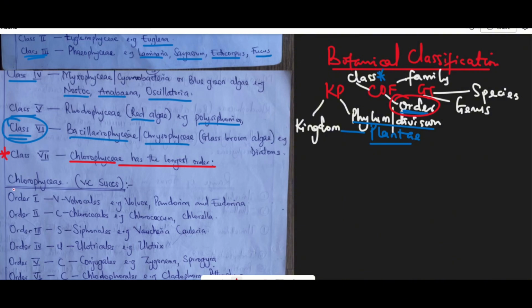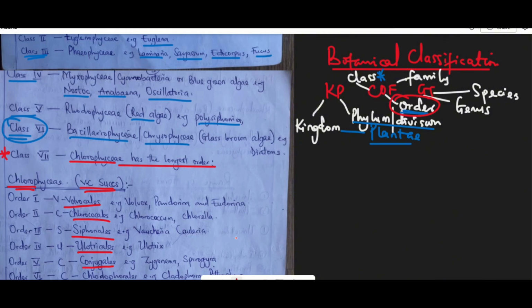So, splitting Chlorophyceae, the class, into further orders, we are going to have Vicissox. The V represents Volvocales. The next is Chlorococcales. The next, which is S, represents Siphonales. The next is Ulotrichales. The next is Conjugales. And the last is Cladophorales.